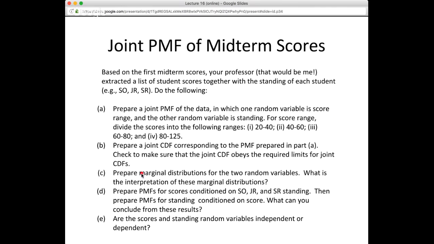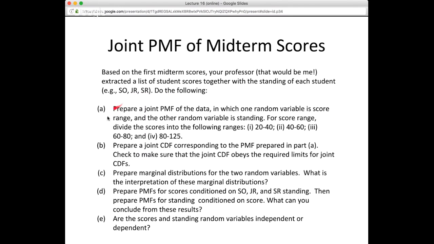Okay, so given all of that as background, now I wanted to go over that example that we started in class of looking at the joint probability mass function of midterm scores from our first midterm. The question statement looks like this. Based on the first midterm scores, your professor extracted a list of student scores together with the standing of each student, that is, whether they were a sophomore, junior, or senior. And given that information, you're asked to do the following.